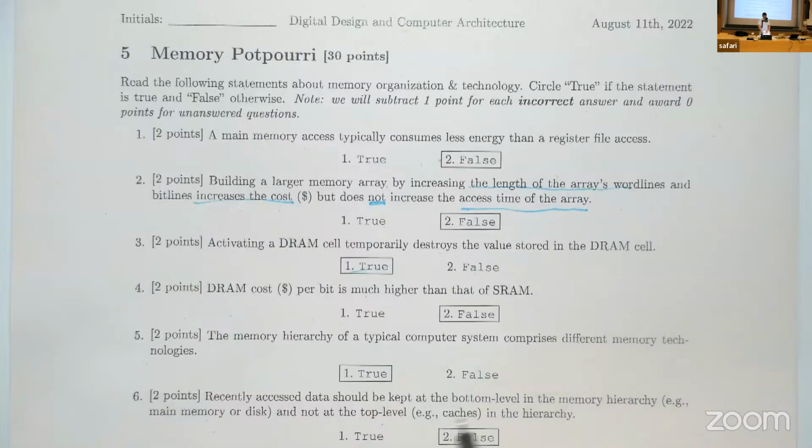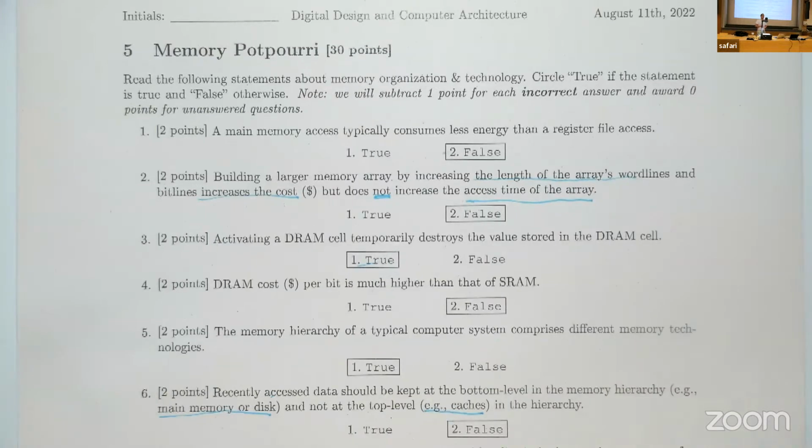Next: recently accessed data should be kept at the bottom level in the memory hierarchy, bottom level meaning the main memory or disk, but not at the top level, meaning caches. This is false because if you're frequently accessing data, you want to keep it close to your processor. So you want to keep it at the top level because you can access it much faster. Putting it in main memory or disk does not make much sense because you spend more energy and more time to access that data.